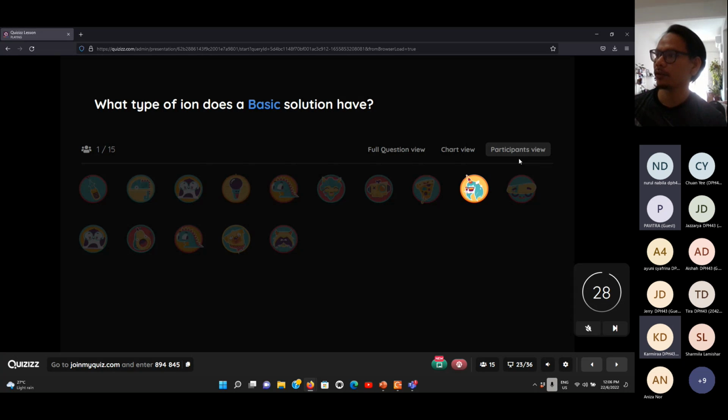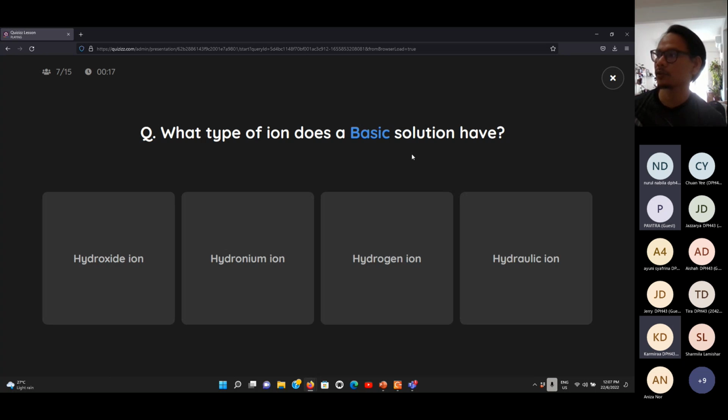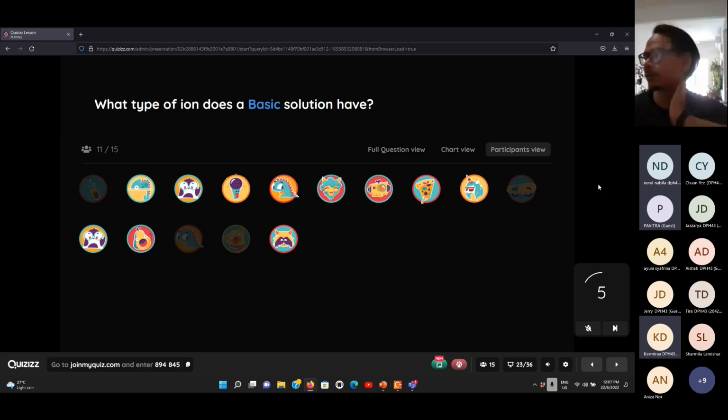What type of ion does a basic solution have? So good question, good fundamental question here. You have to master your fundamentals. When we're talking about basic solution, what are we actually talking about? Ada pilihan kat sini, hydroxide, hydronium, hydrogen, hydraulic ion. So which one is the right and the most accurate answer?